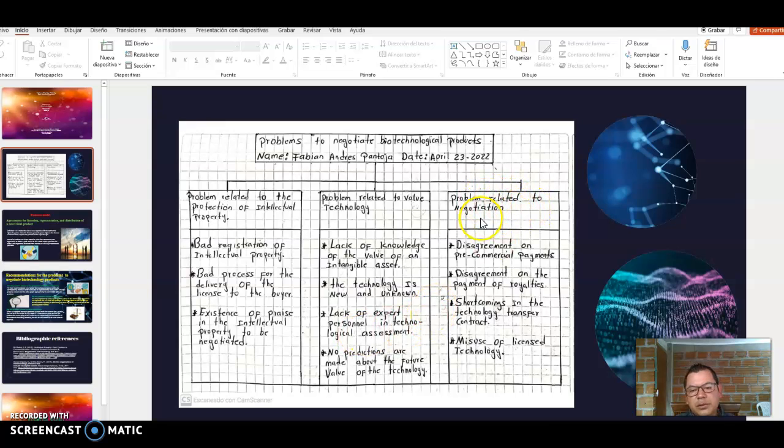Problems related to negotiation: disagreement on pre-commercial payments, disagreement on the payment of royalties, shortcomings in the technology transfer contract, and misuse of licensed technology.